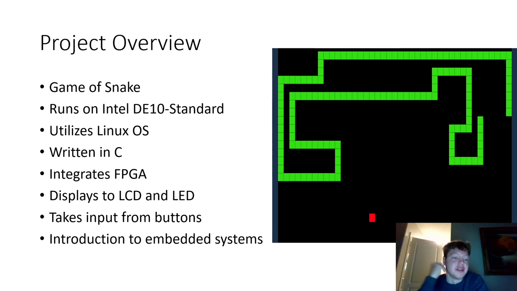The project is going to display to the LCD display, which is just like a regular pixelated screen, and then the LED 7-segment display, which is just a number displayer. So it has 7 segments, so you can display 0 through 9 on it. It takes inputs from 2 of the buttons on the board. You could use whatever inputs, peripherals that you wanted. I decided to use the buttons because it makes sense for the game, because all you're doing is turning left and right.